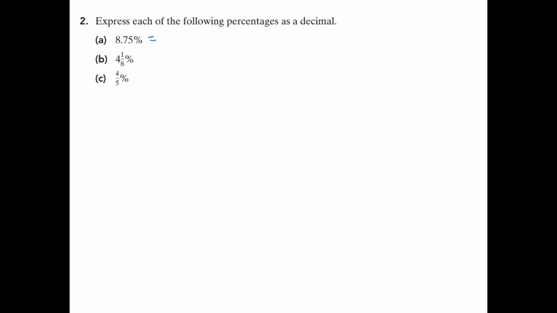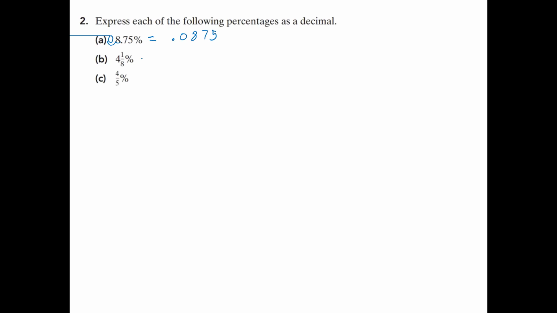So again, 8.75% means per 100, means that's being divided by 100. To divide by 100, you move the decimal point over 2 places, 1, 2. And so you will get 0.0875. The digits don't change.